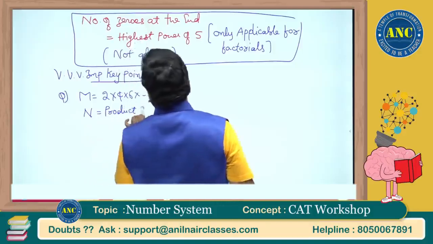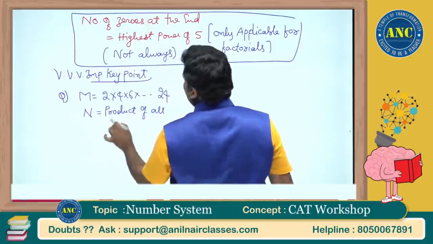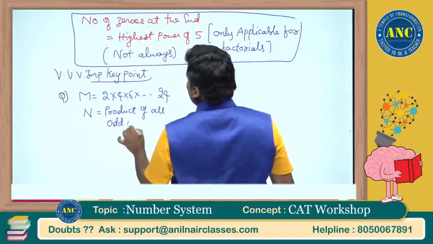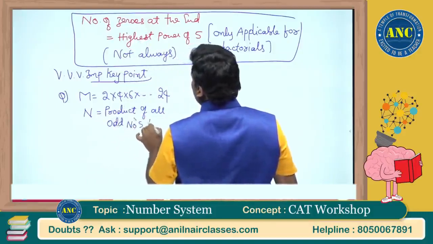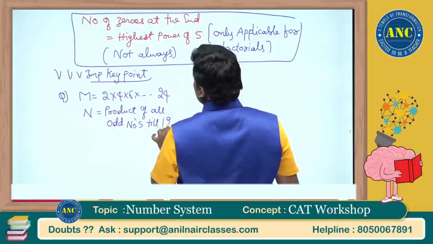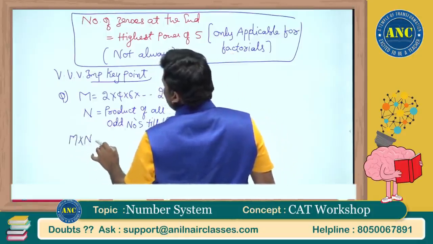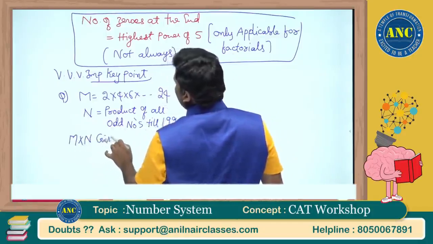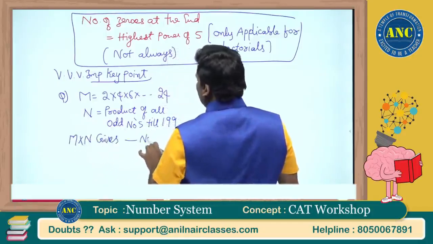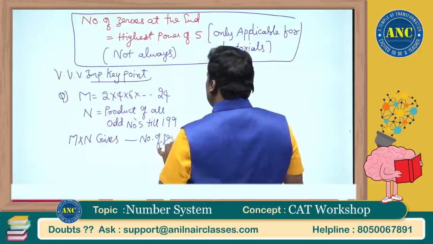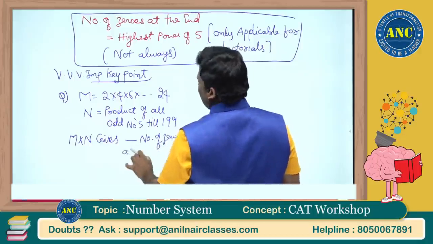Product of all odd numbers, very, very good question, sir. Product of all odd numbers till 199. M into n gives dash number of zeros at the end.